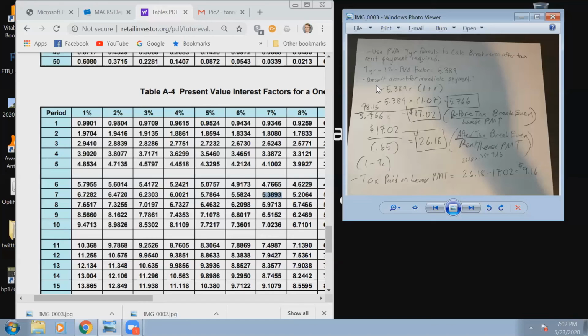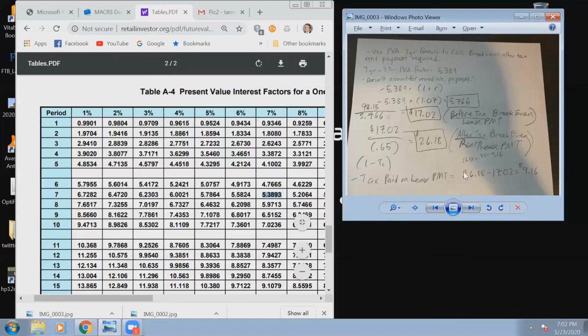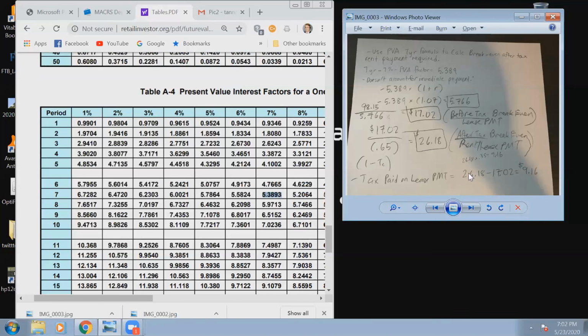That is what you would have to charge these people for the lease agreement in order to break even, not make any money, but certainly not lose any money. And that's before you account for the tax that you're going to pay. So in order to account for the tax, you just take the $17.02 and divide it by 1 minus the tax bracket, which is 35%. So you just divide by 65%, and you'll get $26.18, and that's your after-tax break-even lease payment here. You can calculate the tax that you actually pay just by calculating the difference between these two numbers. 26.18 minus 17.02 is going to give you $9.16 for the tax.